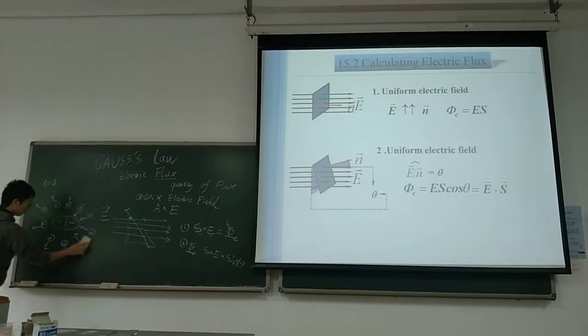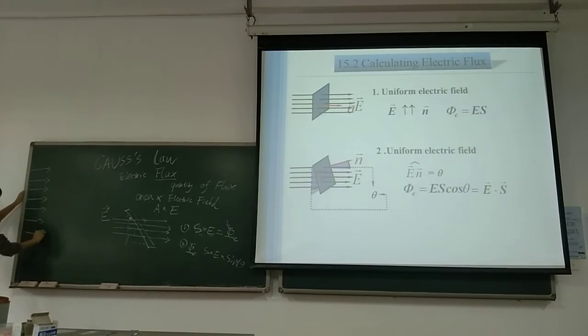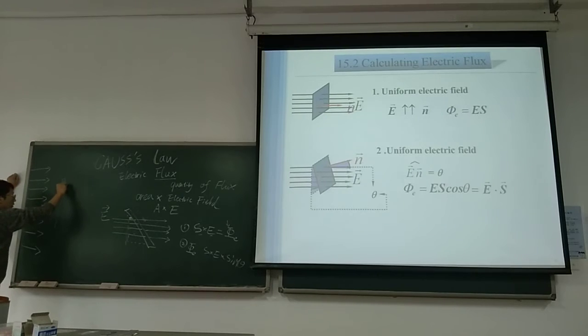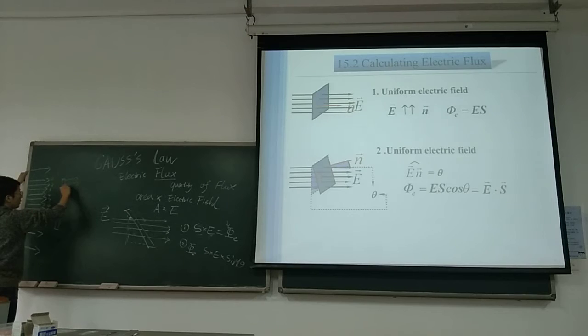Because if there is a uniform electric field from the left to the right, when we put a surface here, in this situation there will be 1, 2, 3, 4, 5, 6, 7, 8, and 9 flux lines that penetrate the surface.